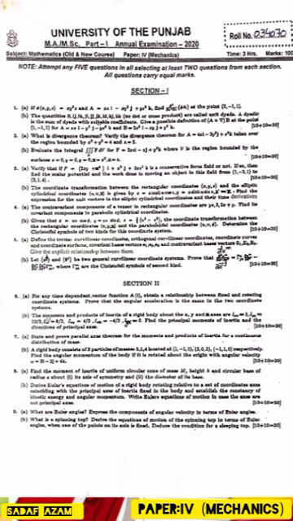Section 2. Question number 6a. For any time dependent vector function A(t), obtain a relationship between fixed and rotating coordinate systems. Prove that the angular acceleration is the same in the two coordinate systems.